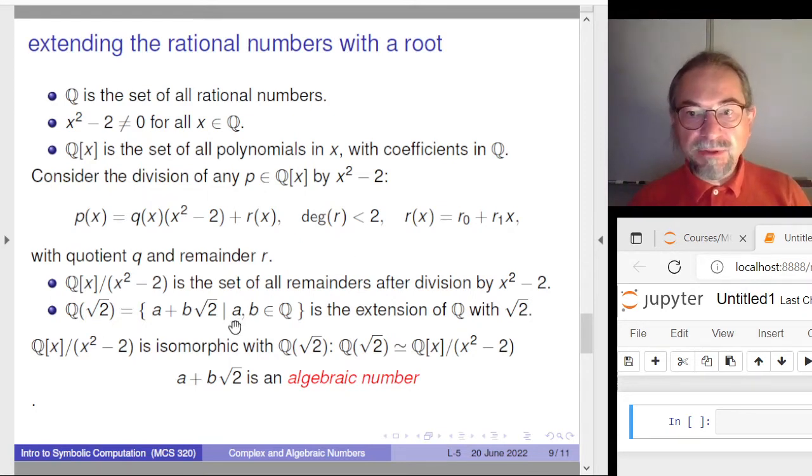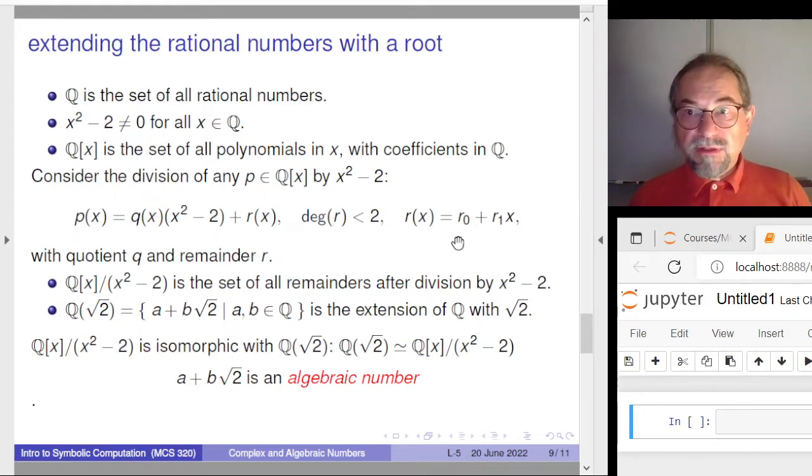And we can, in very similar fashion like with the complex numbers, extend the rational numbers by adding the square root of 2 to the field of rational numbers. That means that now all the numbers in that extension are written as the sum of a rational number and a product of the square root of 2 with another rational number. So we have two coefficients, a and b, in this notation here, very similar to r0 and r1.